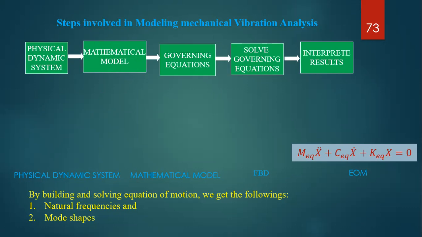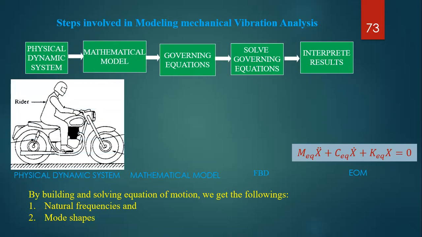So how can we do that? Let's take the most usual system, which is there in the S. S. Rao book. Everybody knows this. Those who have a good background in mechanical vibration know this system. This is a motorbike and its rider. This is a good example of a physical dynamic system.